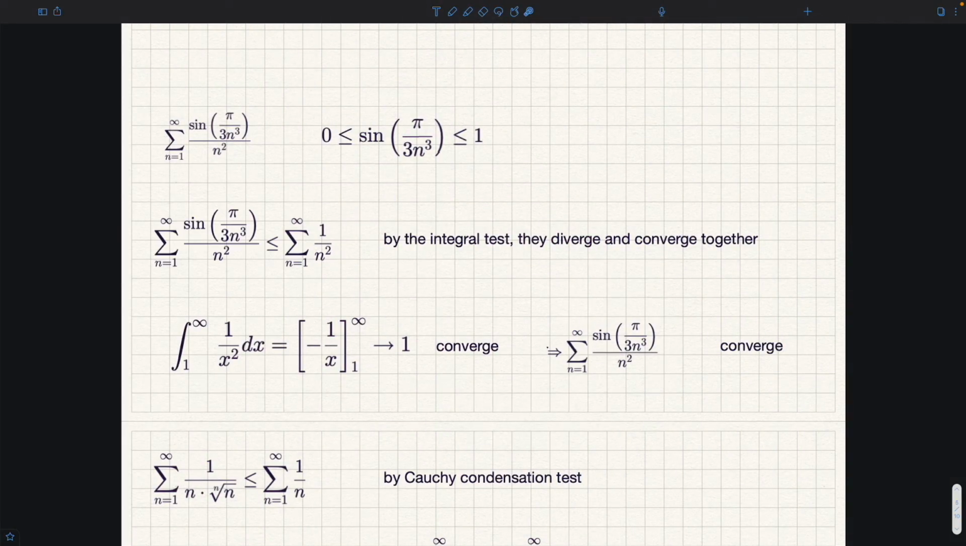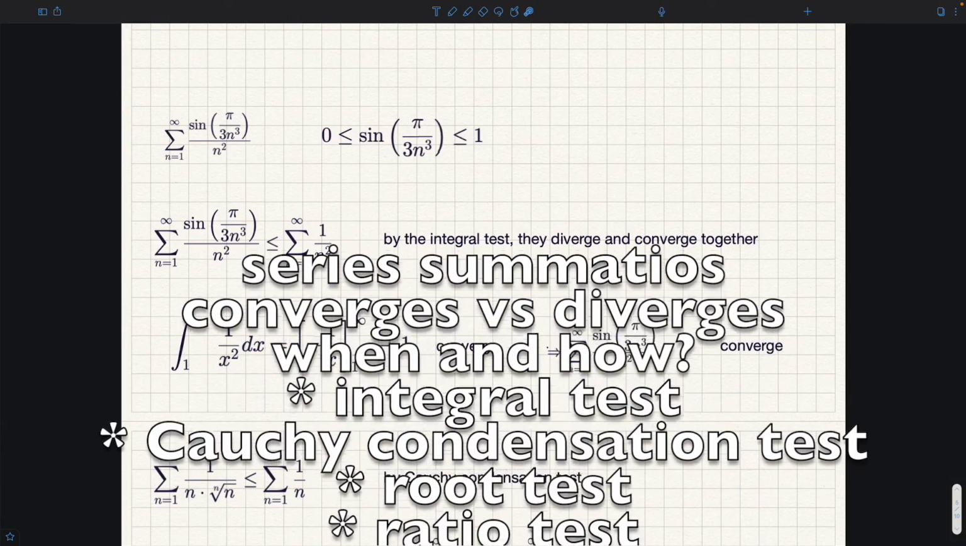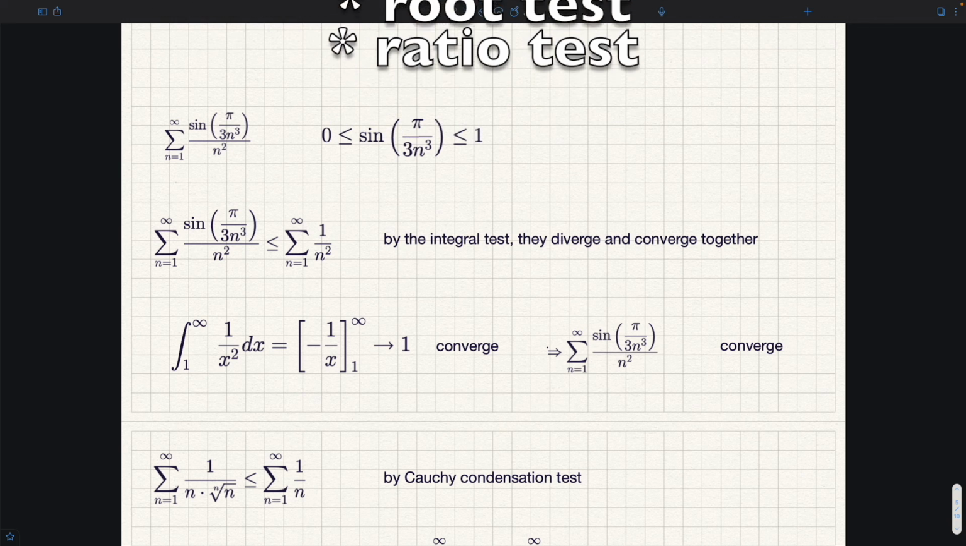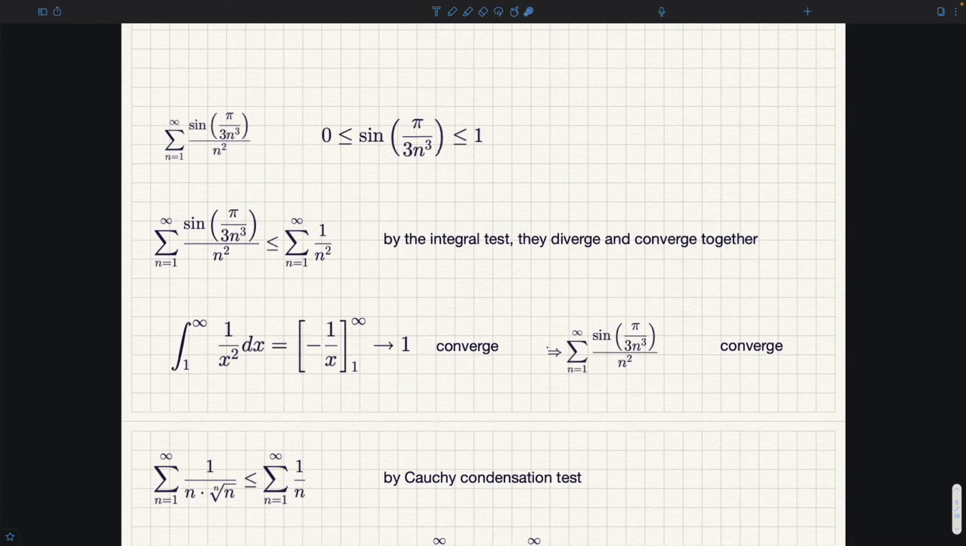So today I'm going to go through exercises regarding series summation and the tests we have to determine if the series converge or diverge. So first of all, we're going to look at this exercise, which has sine of pi over 3 multiplied by n to the power of 3.